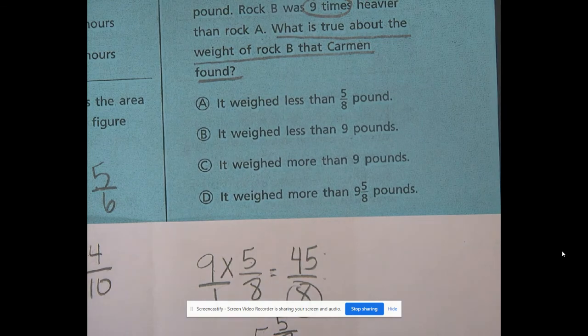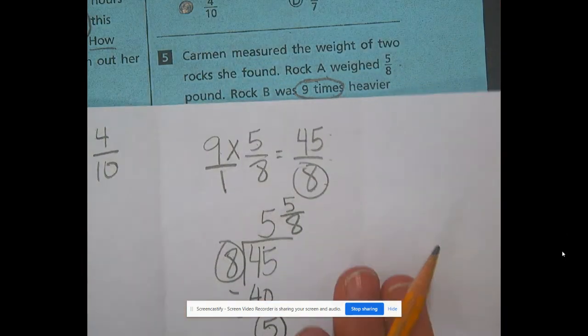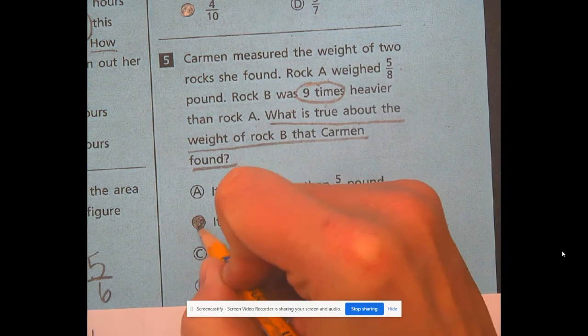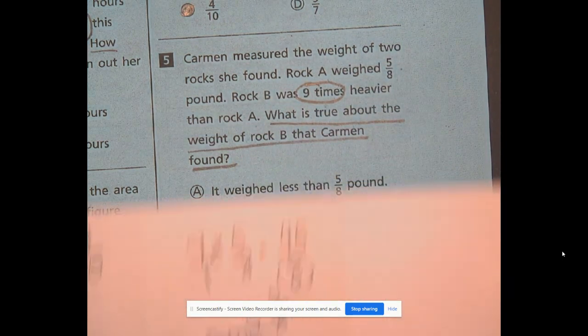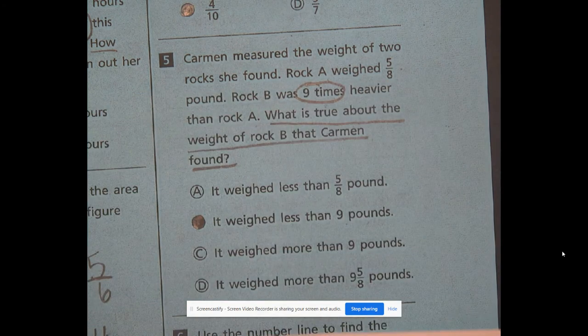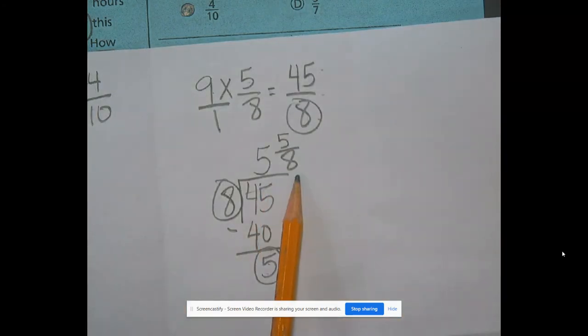Someone over here. Let's hear from you. Ah, since 5/8 is less than what? 1, it's going to be less than 9. Good. And we did it just to check. And does that make B our answer? Yes. It weighed more than 9 pounds? Nope. It weighs more than 9 and 5/8 pounds?